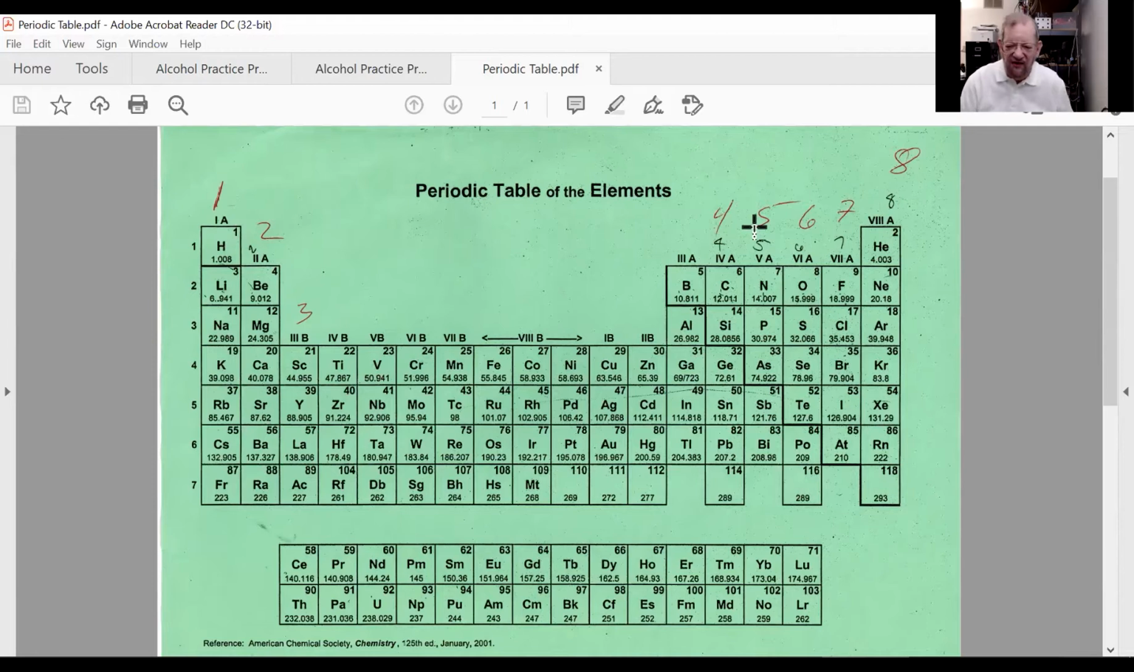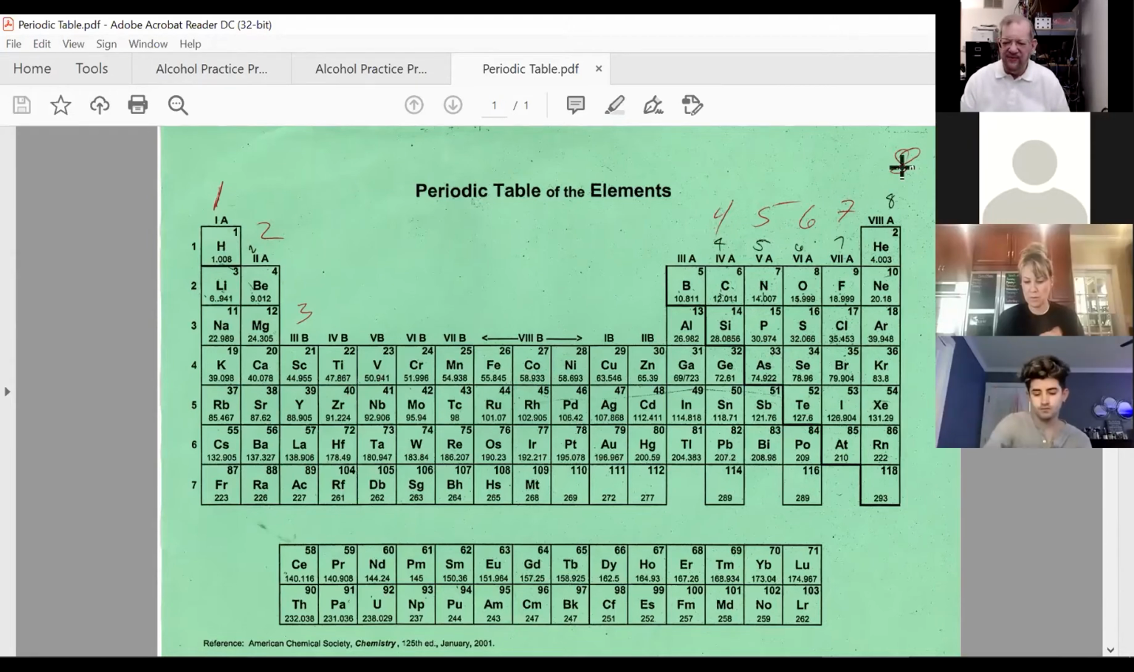If I ask sulfur, how many valence electrons does sulfur have? Your turn. And time's up. Sulfur, chemical symbol S. Look on top, 6. And if I ask iodine, how many valence electrons does iodine have? Your turn. And the answer is iodine is right here. Look on top, and it's 7.